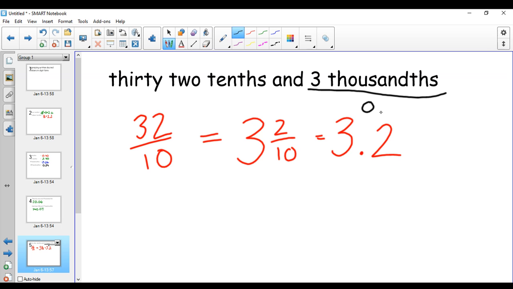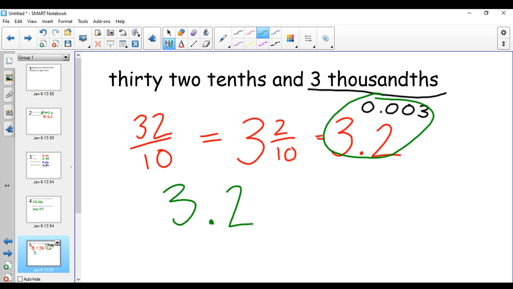And I've also got this 3 thousandths. That's smaller than a unit, smaller than a tenth, smaller than a hundredth, 3 thousandths. So what I actually need to do now is show both of these together. 3.203. 32 tenths and 3 thousandths. Gets a bit tricky there because we've gone into the third decimal place, haven't we?